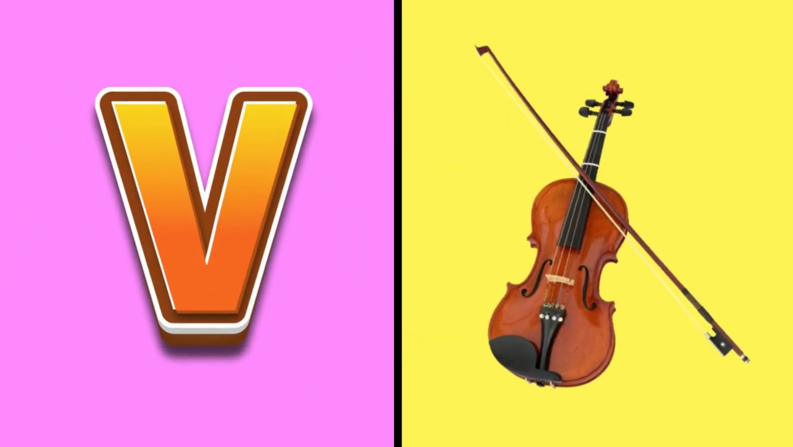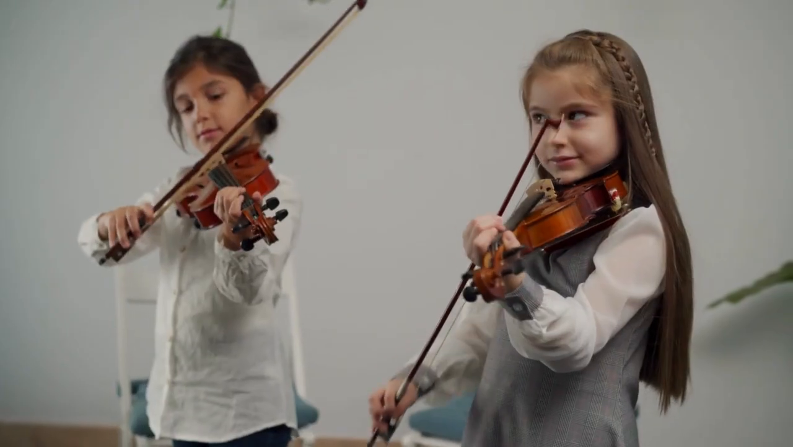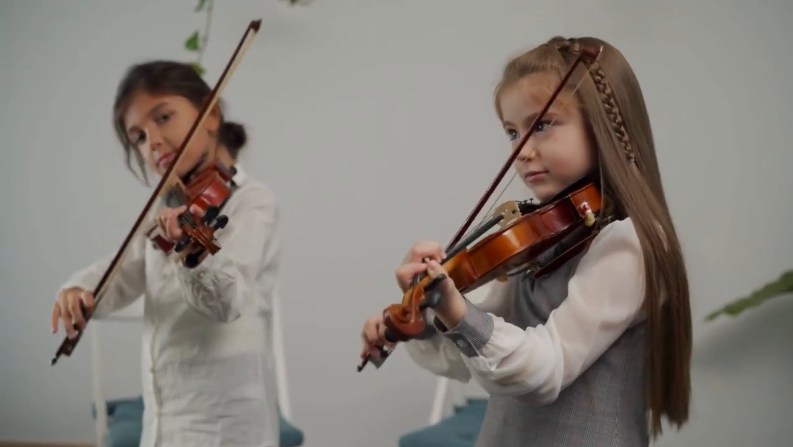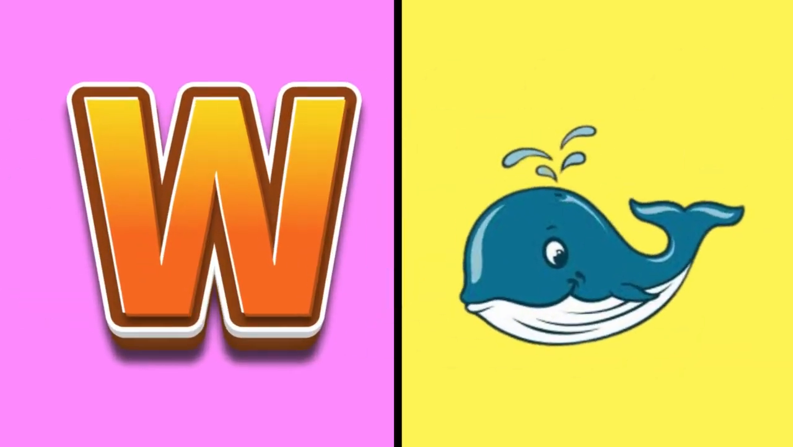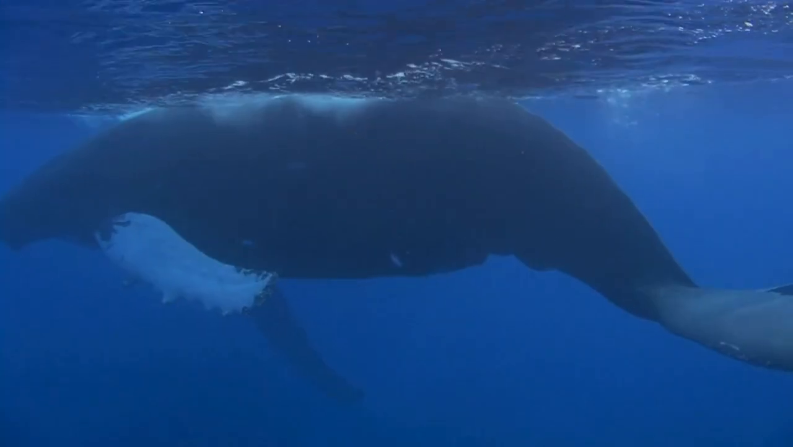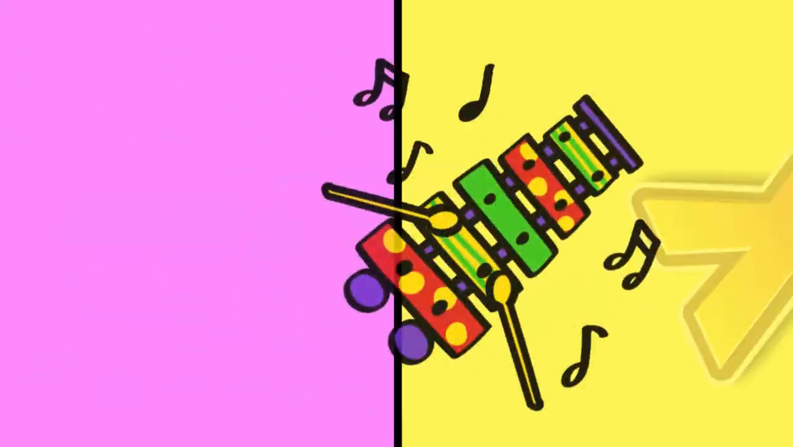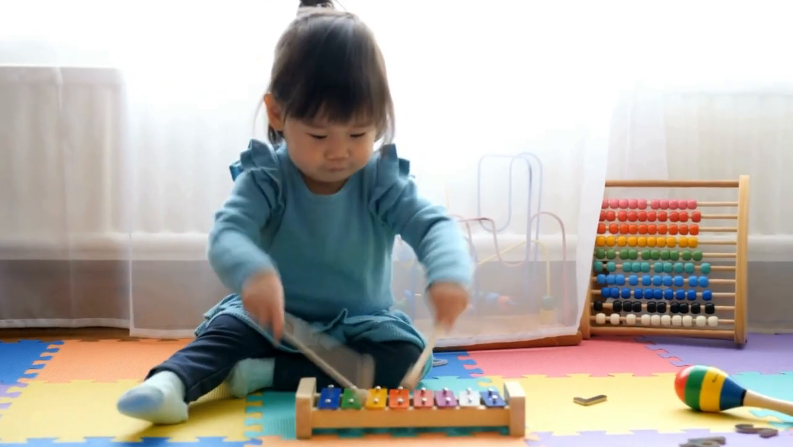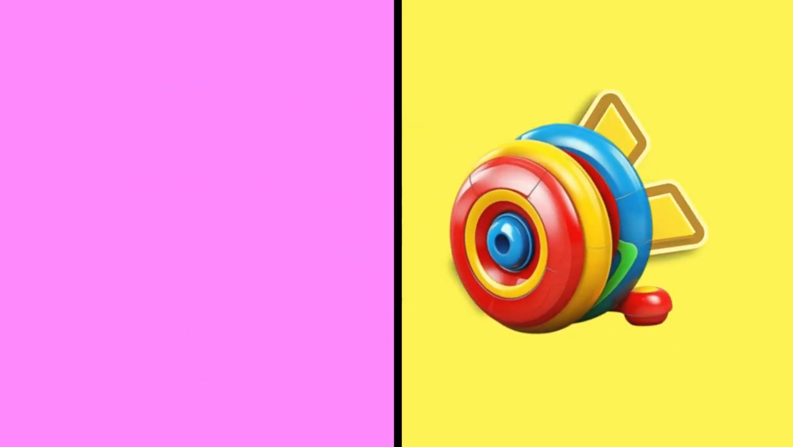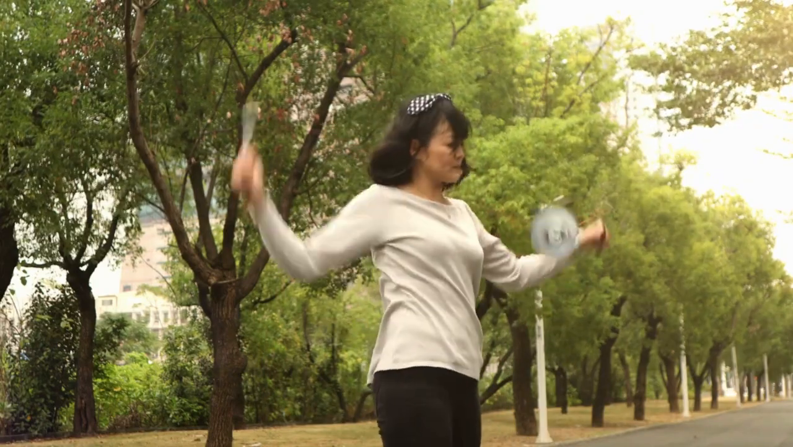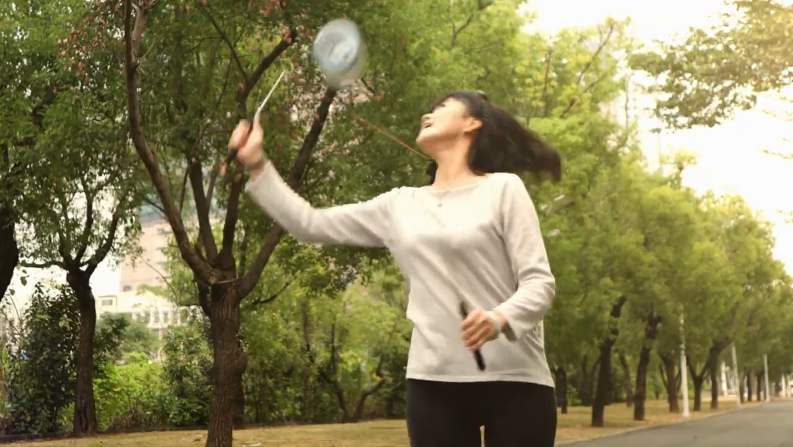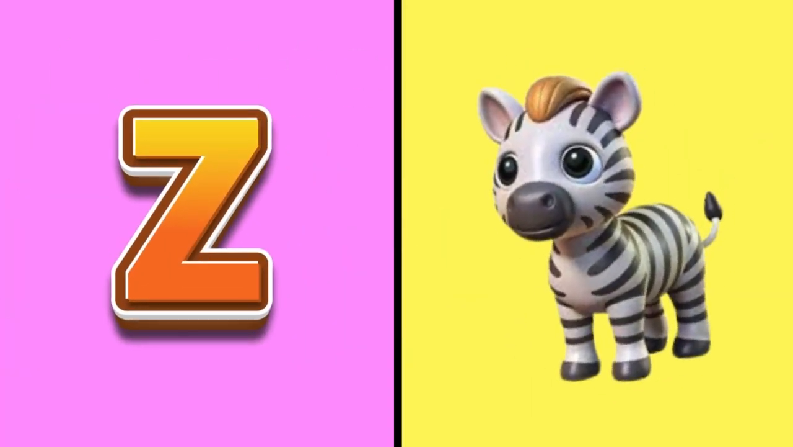V is for violin. Violin. W is for whale. Whale. X is for xylophone. Xylophone. Y is for yo-yo. Yo-yo. Z is for zebra. Zebra.